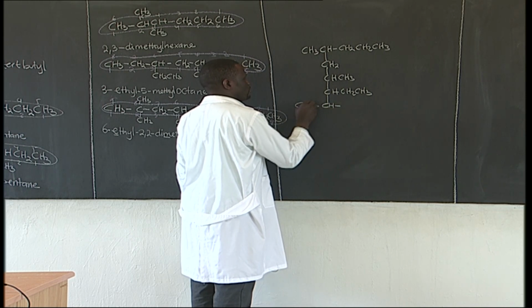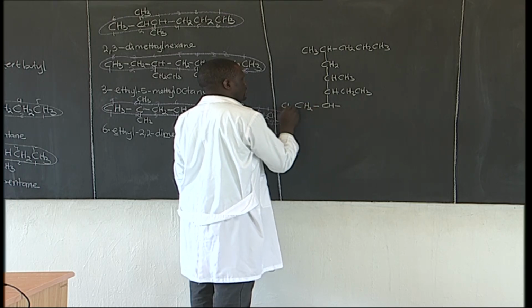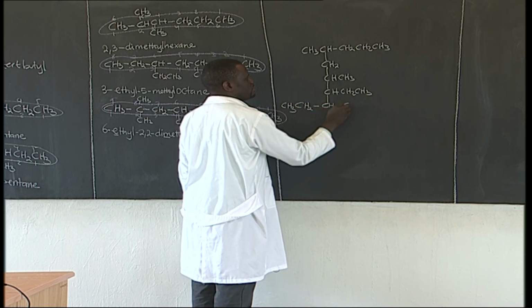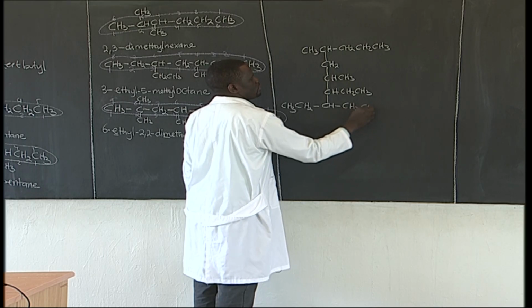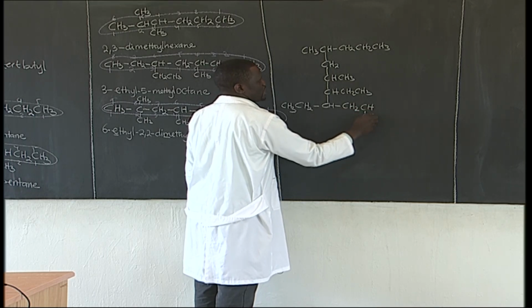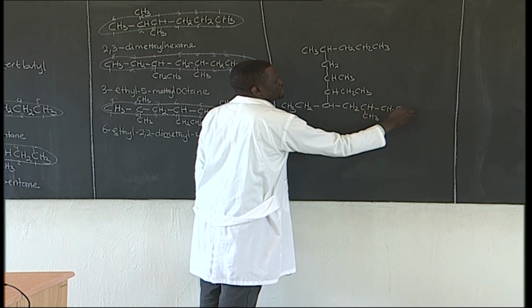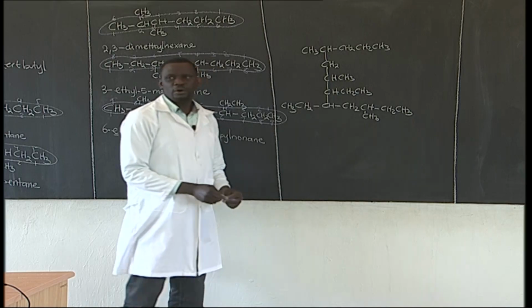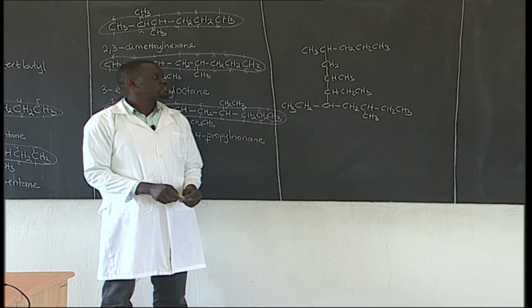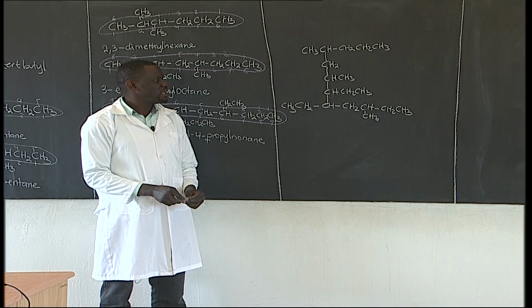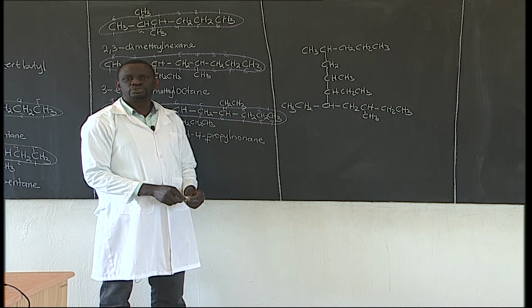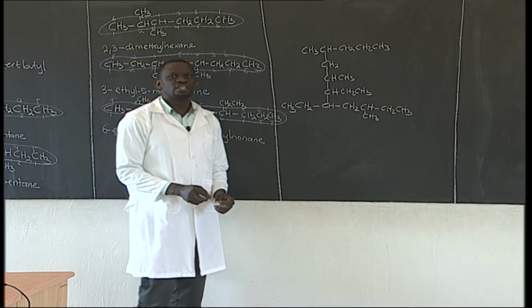So we are talking about alkanes. Here we have also CH2, CH2, CH, CH, and CH2, CH. So this is our organic compound, and they tell you to name such an organic compound. You see, we have many alkyl groups. So what we need to do first is to choose the longest possible chain.